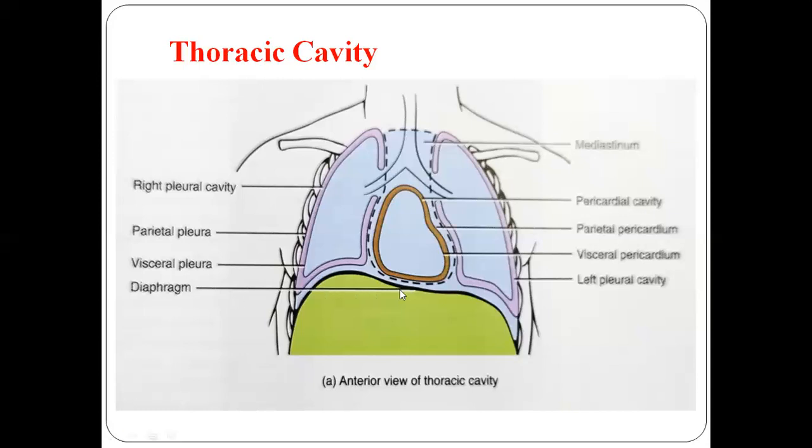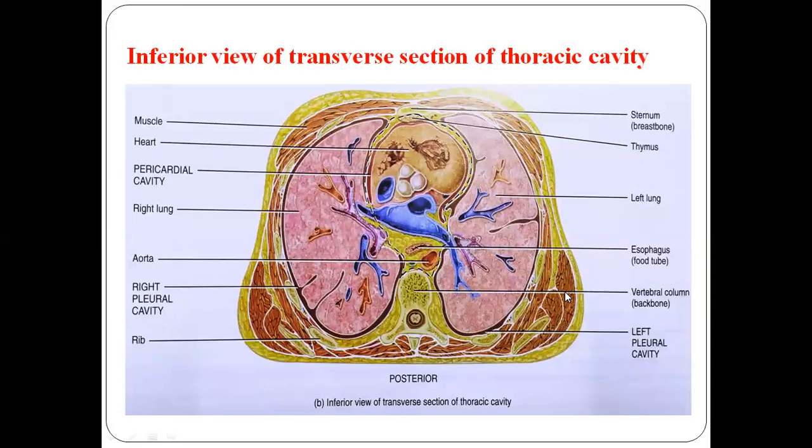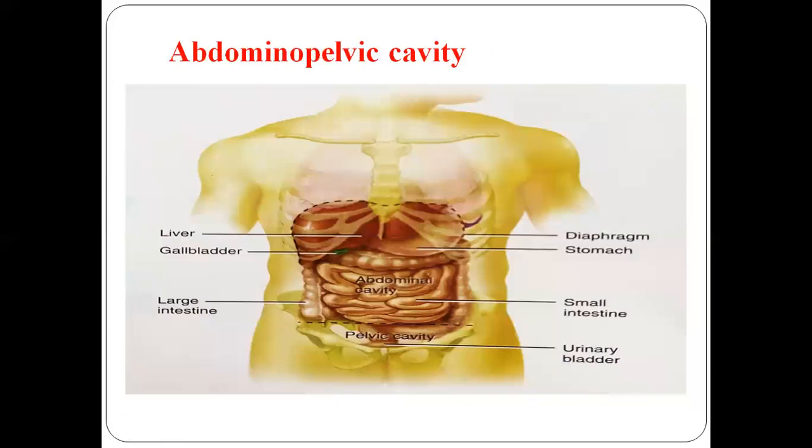Now, this is the diaphragm which is separating the thoracic cavity from the abdominopelvic cavity. So this is the transverse section, an inferior view of the transverse section of the thoracic cavity. Here you can see the parts of this thoracic cavity. And then we'll be moving on to the abdominopelvic cavity.